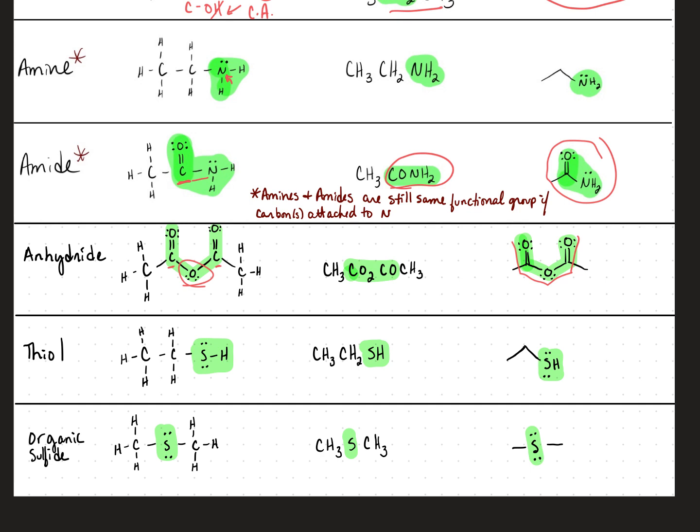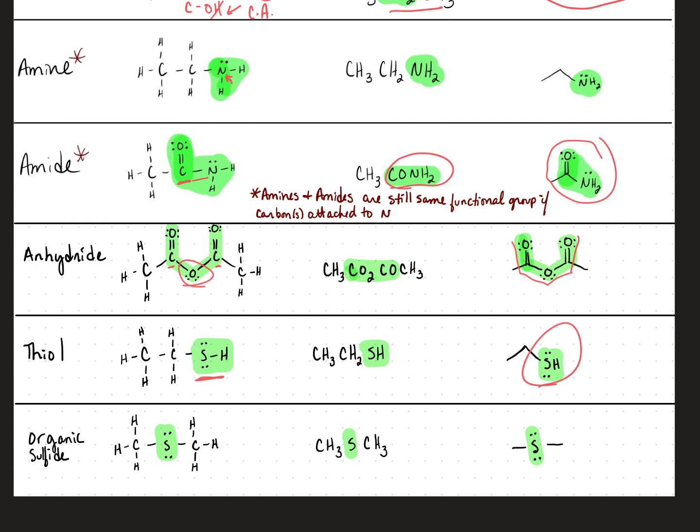Okay. Next, we have a thiol. So just like an alcohol, a thiol uses sulfur instead of oxygen, which sulfur is right beneath oxygen on the periodic table, so that kind of makes sense. So that's called a thiol. When we have an SH, we still need to have our lone pairs in there.